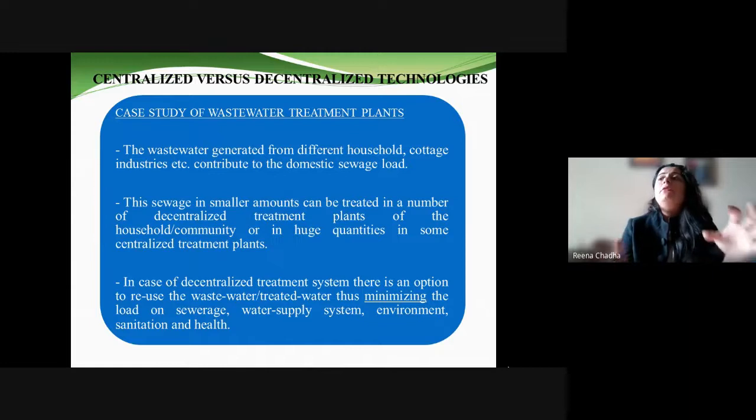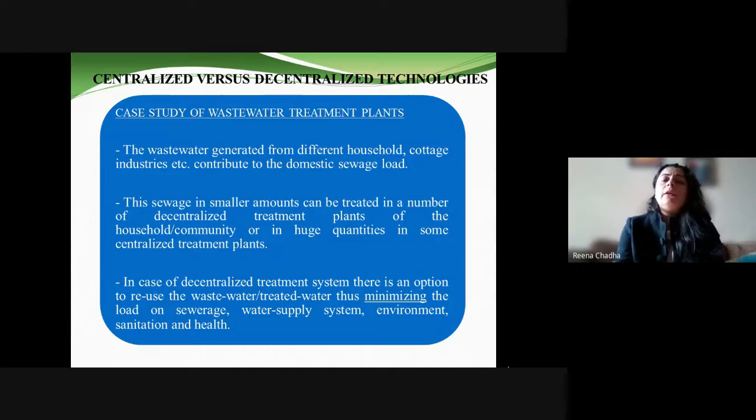For example, if there is a government body which is controlling all aspects of that technology in that area, we should go for centralized, because we will get engineers and educated professionals to manage that technology.